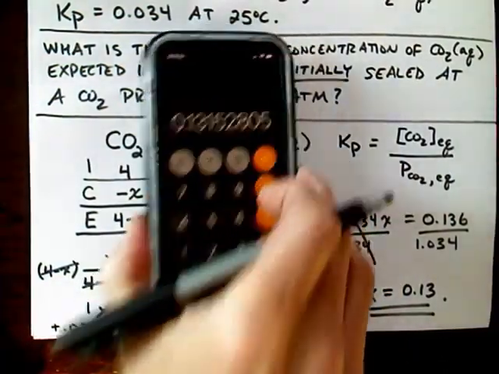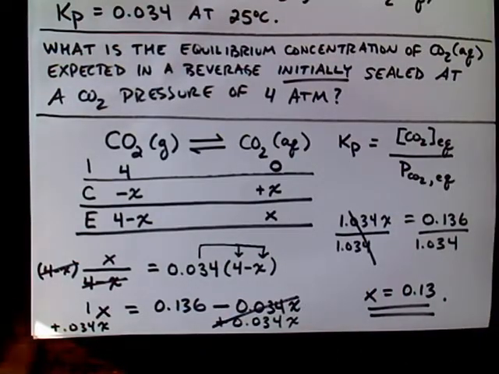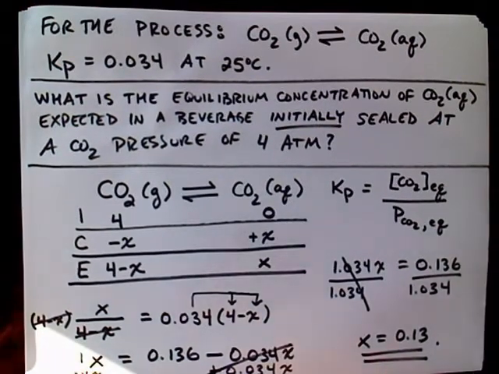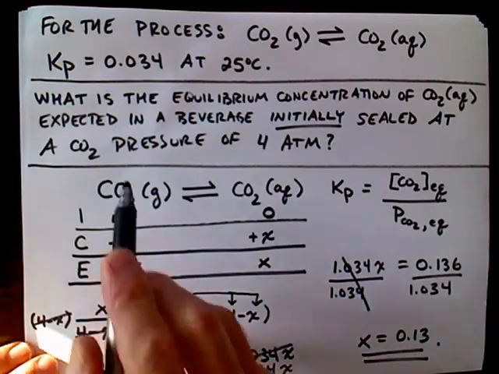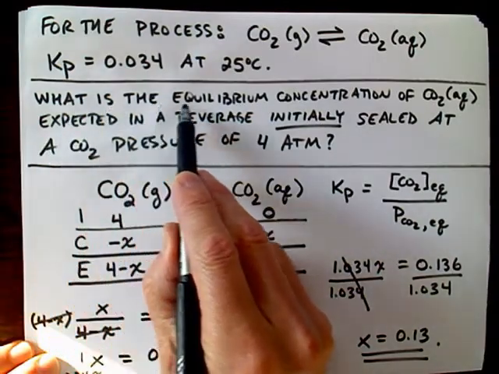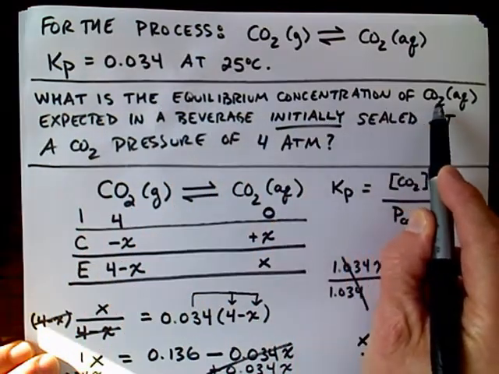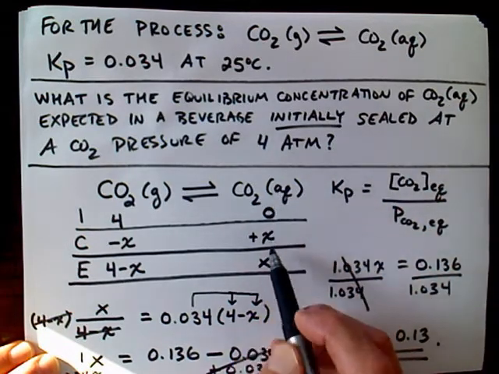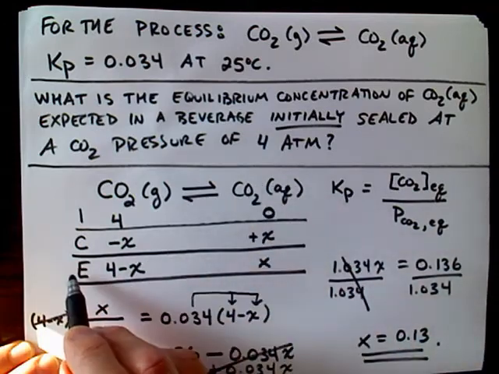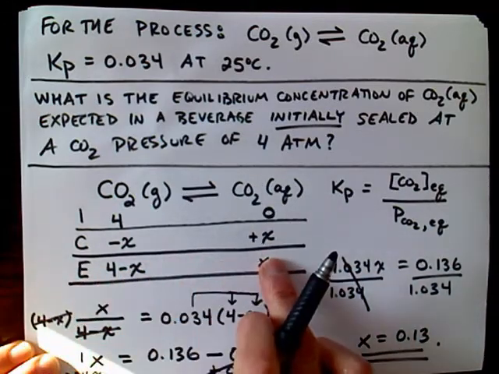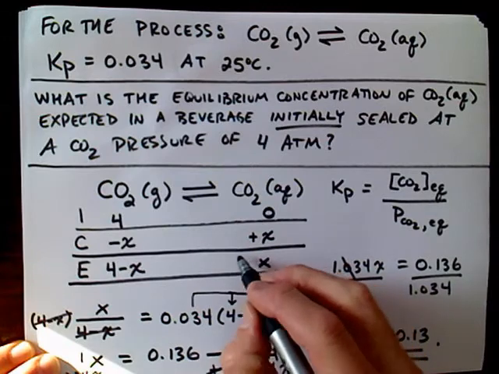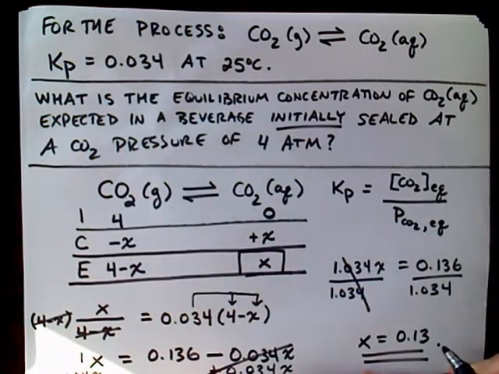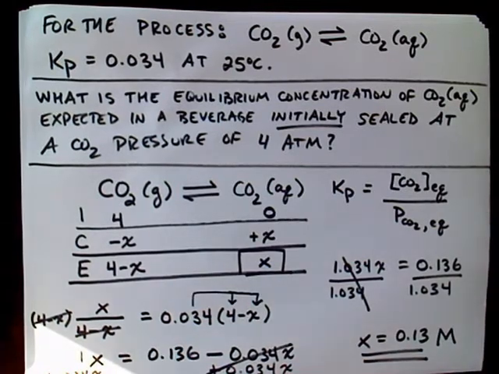Now, in math class, when you solve for X, you're done. In chemistry class, you have to go back and make sure that you've answered the question. What the question asked is for the equilibrium concentration of dissolved carbon dioxide. Let's look through here. Here's my equilibrium concentration, the E of dissolved carbon dioxide. Hey, that just happens to be X in this case. And so we know that the answer, X, is 0.13 molar.